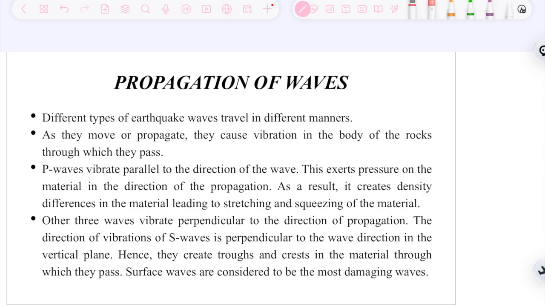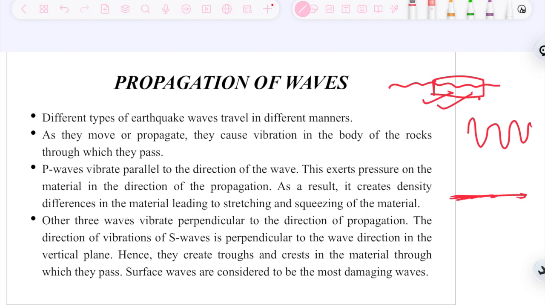Alright, so different types of earthquake waves travel in different manners. As they move or propagate, they cause vibration in the body of rocks through which they pass. So for example, now this is a rock. A wave is passing through it. It will cause a vibration in this rock. Now this vibration can either be like this, or this vibration can either be like this, in the same direction as that of the wave. So this is the key difference between the propagation of S wave and P wave.